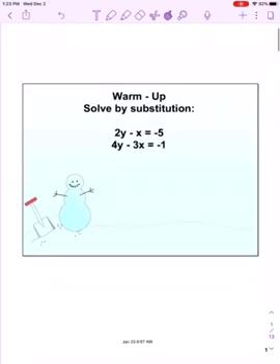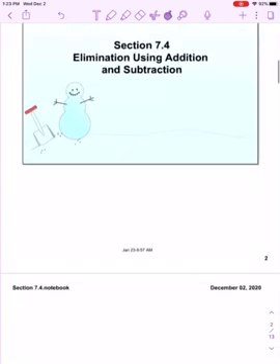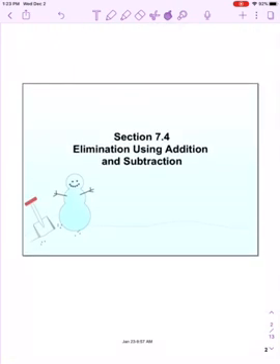All right, we're going to do 7-4. The warm-up you can go ahead and do, that's by substitution. And then we are going to use a new method today.